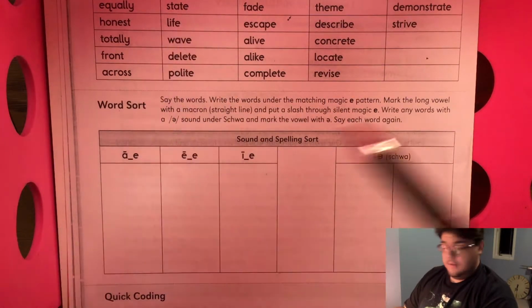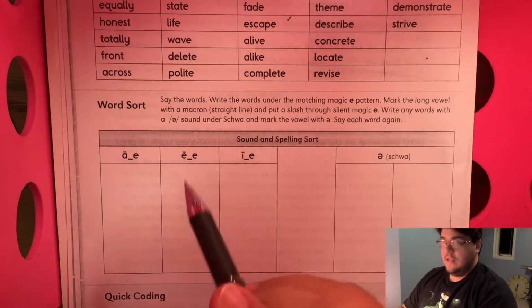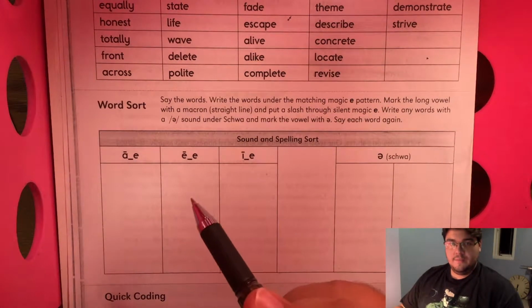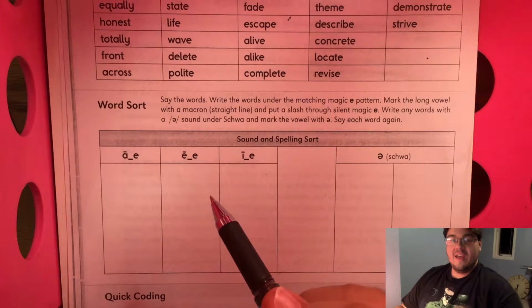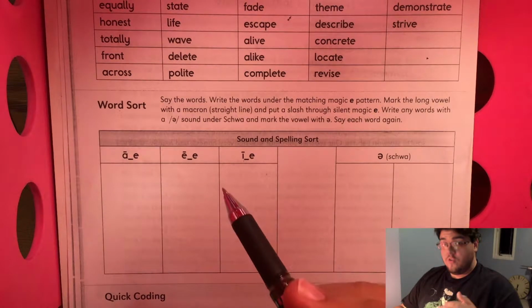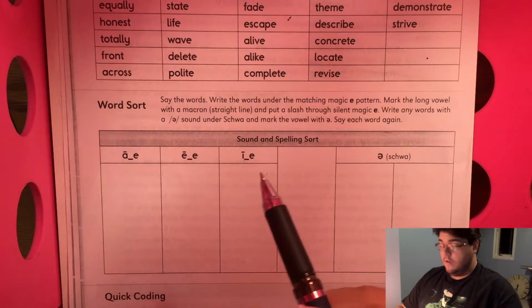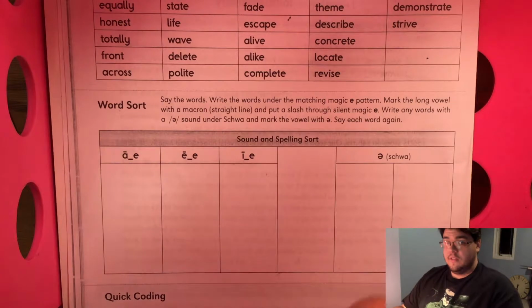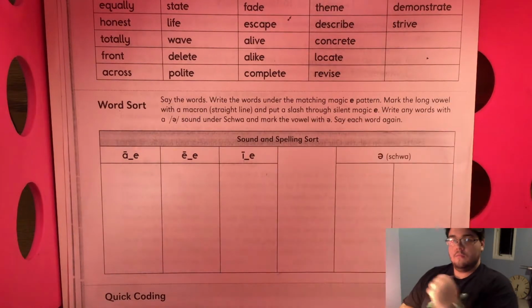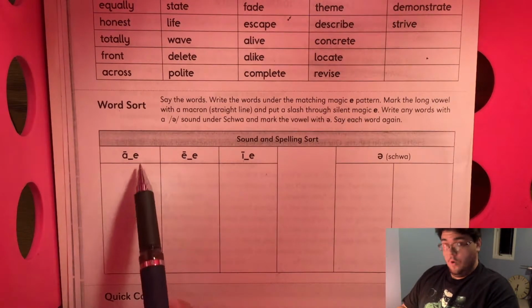So let's start with state. State. Listen to what that A does. State. Okay, A. It says A. It's going to be a long vowel sound. So if it's a long vowel sound and it's an A, it belongs in the long A sort, right? So it belongs over here.